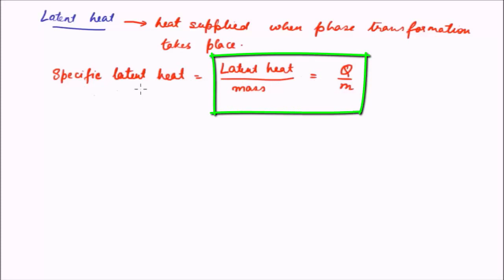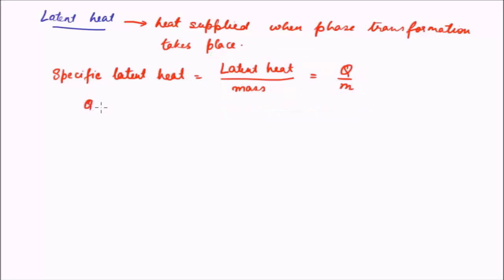So conversely, we can find the amount of heat required to change the phase of something if we know the specific latent heat of that body and the mass of the body in question. So the amount of heat required would be mass times the specific latent heat, right?